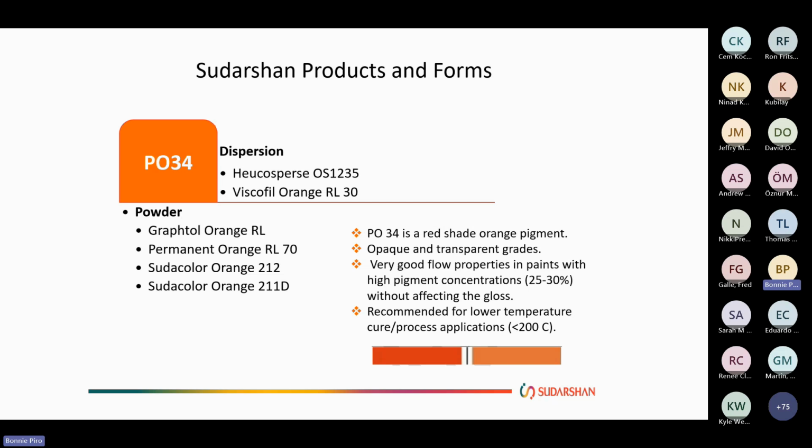It is a very red shade pigment, opaque and transparent. Grades are available. The one nice thing about this one is it tends to have very good flow properties with higher pigment loading in the formulations without affecting gloss in a coatings formulation. But you also have to be very careful with this particular one in terms of keeping that cure or process temperatures below that 200 degrees C.